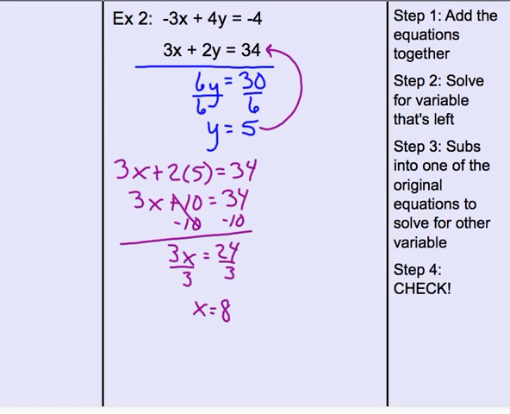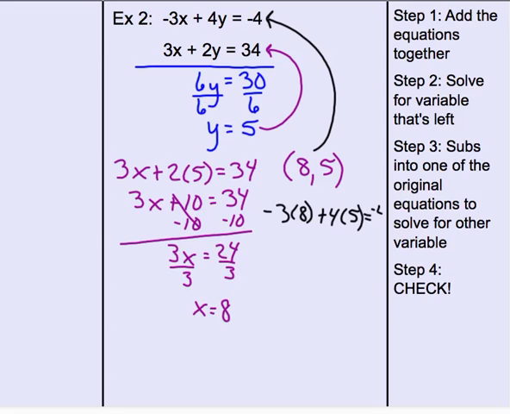We're going to check our solution after we write it as an ordered pair. So we got an x value of 8 and a y value of 5. Now we need to substitute that into the first equation, the one that we did not use to solve for x. Replacing x with 8, replacing y with 5. Does that equal negative 4? Negative 3 times 8 is negative 24. 4 times 5 is 20. And negative 24 plus 20 does equal negative 4. So that one checks as well.